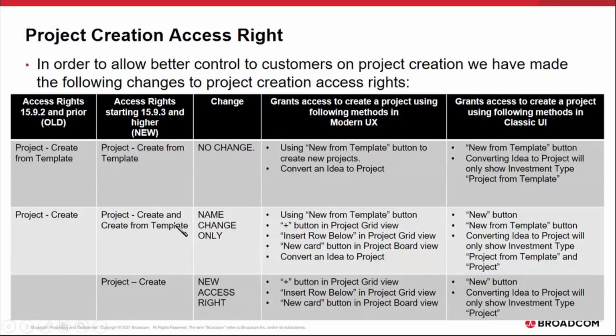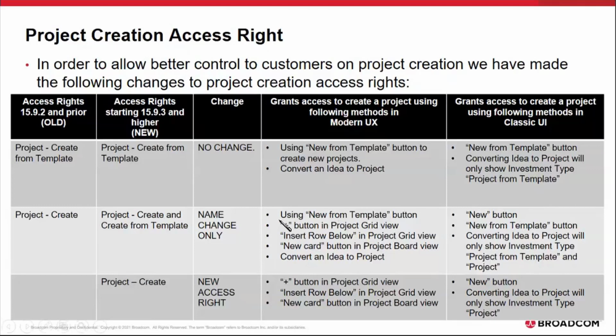This access right, when given to a user, allows the user in Modern UX to create a new project using New from Template, use the plus button in the project grid, insert row below in the project grid, use the New card button in the project board view, and convert an idea to project. The same access right in Classic allows the user to create a new project using the New button, create a new project using the New from Template, and convert idea to project will show them the investment type of project from template and project.